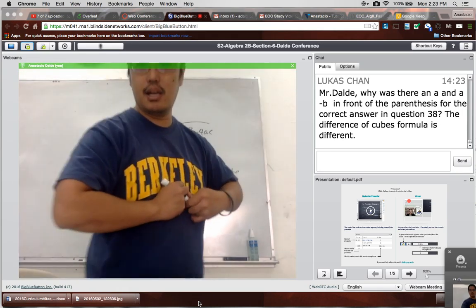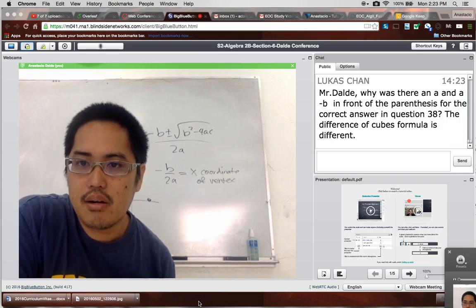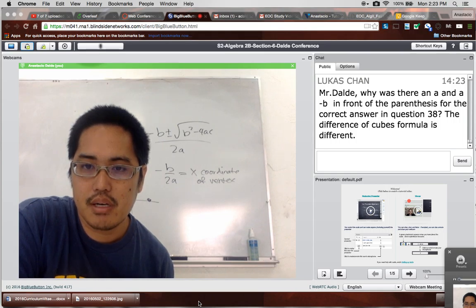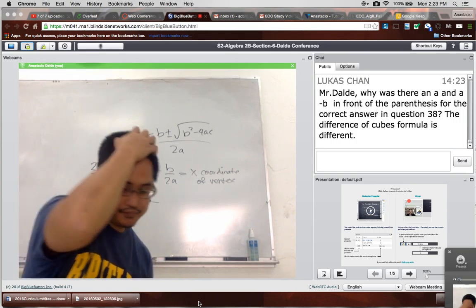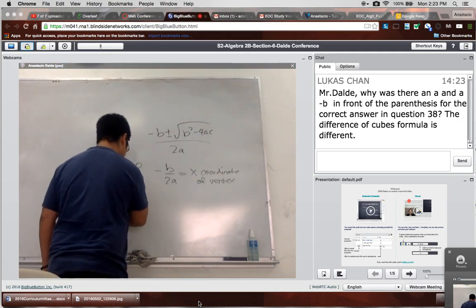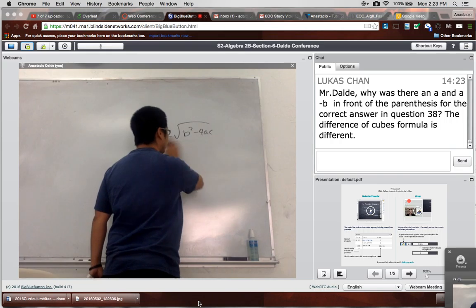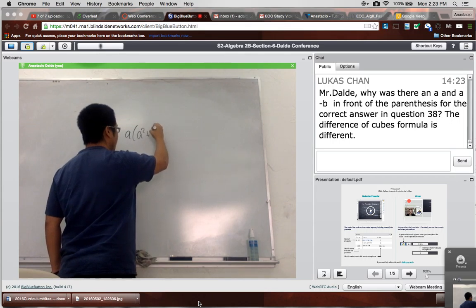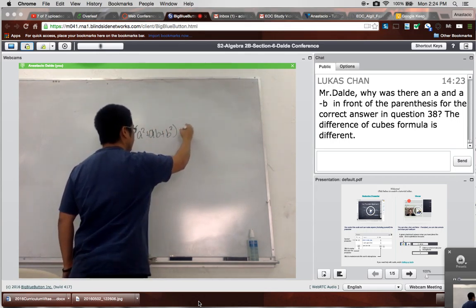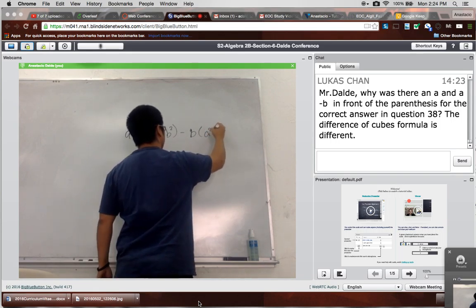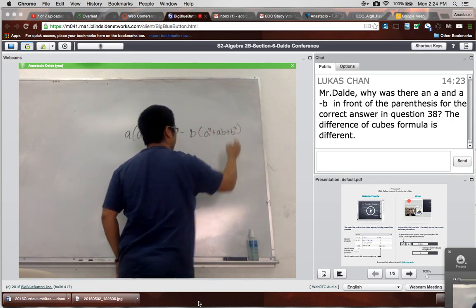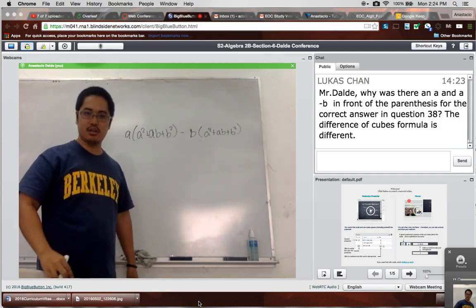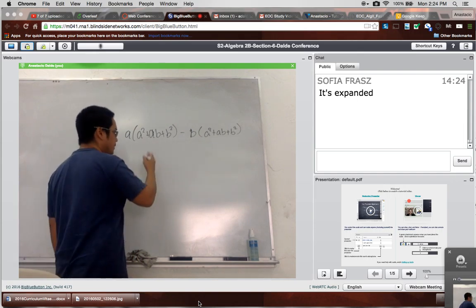Why is there an A and an A minus B in front of the parentheses for the correct answer to 38? Oh, okay. For question 38, the answer was this: A times A squared plus AB plus B squared minus B times A squared plus AB plus B squared. And Lucas, I think I caught you on this trick once before. So when you see it again, you're going to be like, oh, okay. All right. Here's what I would say.